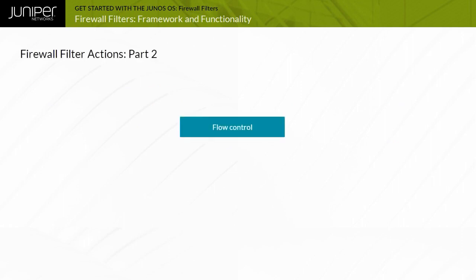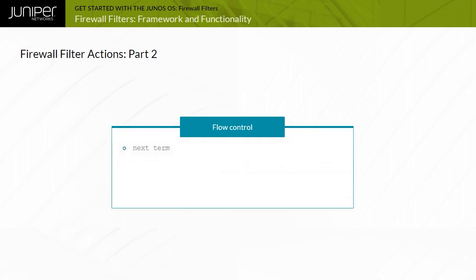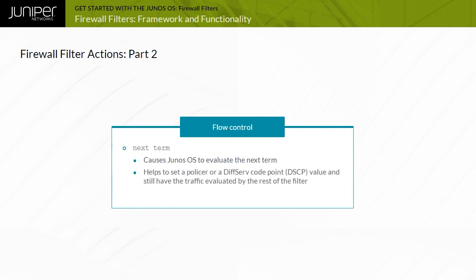Other common firewall filter actions affect the flow of policy evaluation. The next term action causes Junos OS to evaluate the next term. The next term action is useful if you want to set a policer or a diffserv code point, or DSCP, value and still have the traffic evaluated by the rest of the filter. The next filter action does not exist for firewall filters.